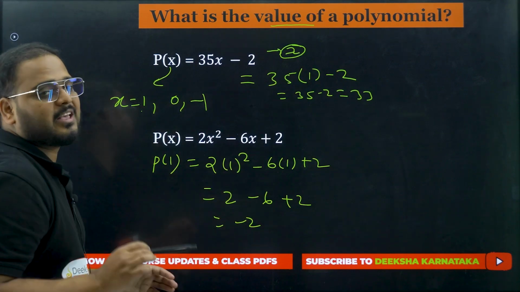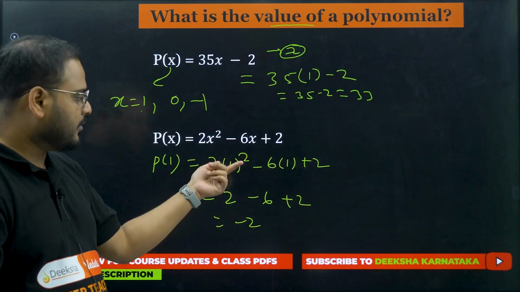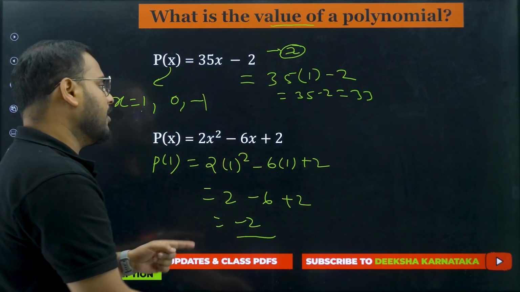So whenever we talk about the value of a polynomial, we have to talk about at which point: x equals 1, x equals 2, whatever the point is, you have to tell me. Then only can I substitute that value in the polynomial and get the result, and this will be the value of the polynomial.